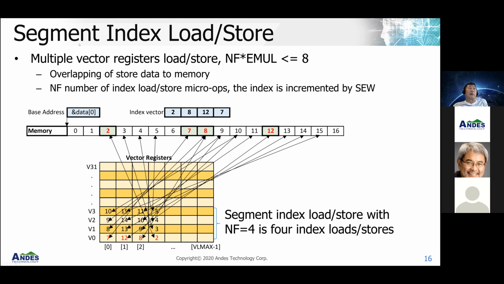Okay, so segment index load store. If it says 7 here, then you put 7, 8, 9, 10 into V0, 1, 2, and 3. And then you go to 12, then basically 12, 13, 14, and 15. Notice that the data here can be overlapped, because you start at 8 here, then you can have 8, 9, 10, 11. So the data in the vector registers can overlap with each other.